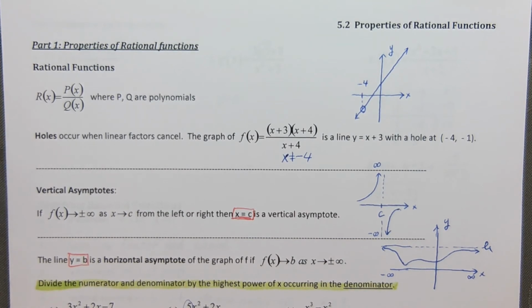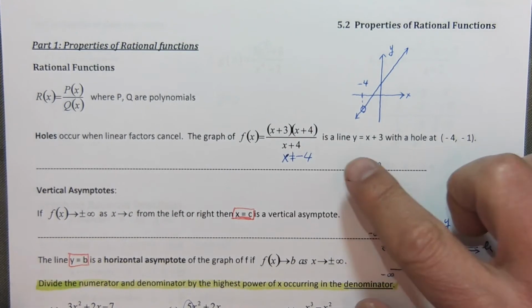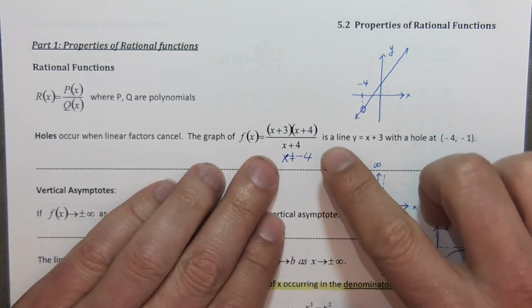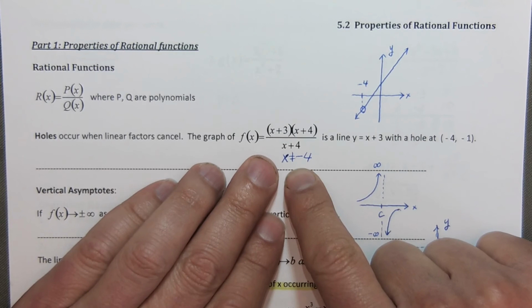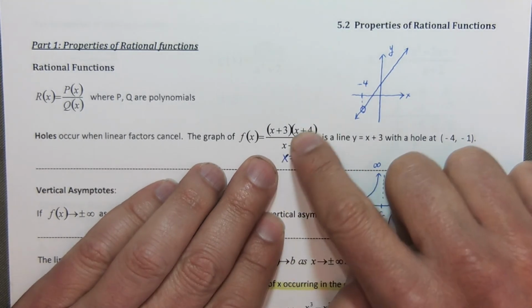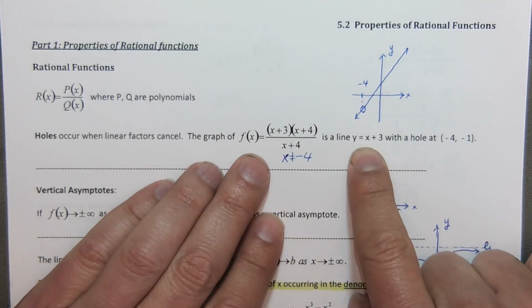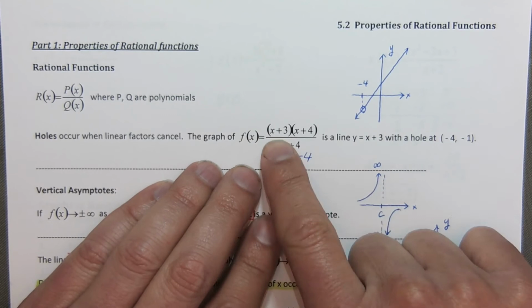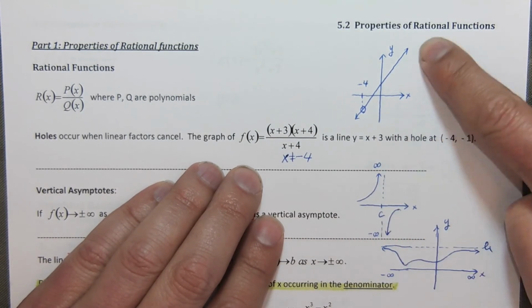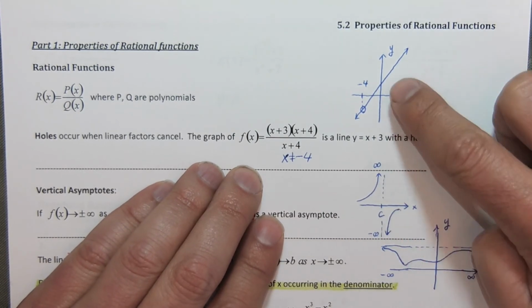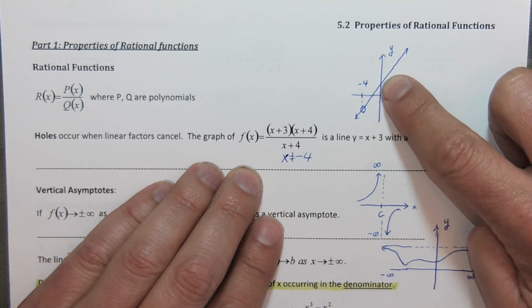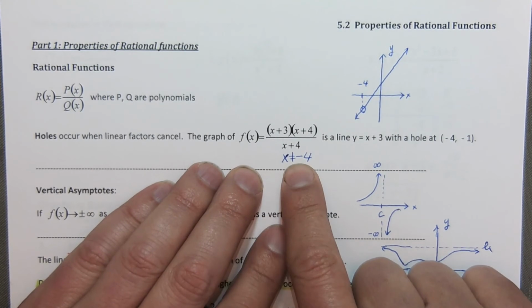That happens when you factor one of the two polynomials and one of the terms actually reduces out. So in this example here, you can see x still cannot equal -4, but you can see they reduce out, and it becomes this function right here, just x plus 3, which is basically a straight line with a slope of 1 and a y-intercept of 3. However, x still can't equal -4.